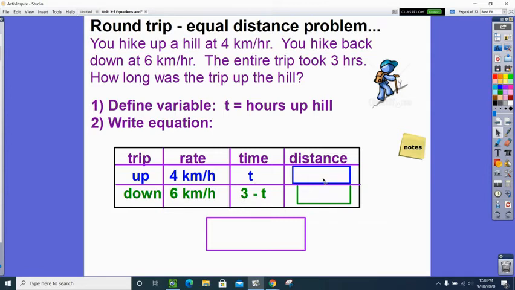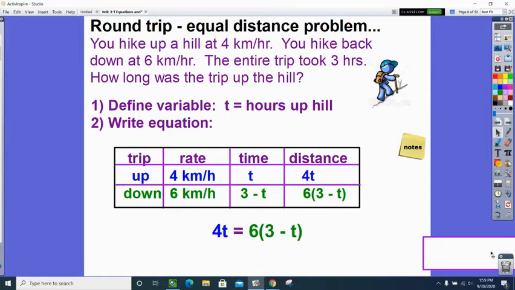Now, how do we fill these cells in? Easy peasy. We're going to take rate times time to get distance. We're going to use that formula we know is true. And we're going to do the same thing here, but be careful to catch the 3 minus t in the parentheses. Now, my question is, if you go up the trail and come down the same trail, what's true of your distance up and your distance down? Did you think equal? Yeah, like the trail didn't magically change while you're at the top. So the distance up is going to equal the distance down.